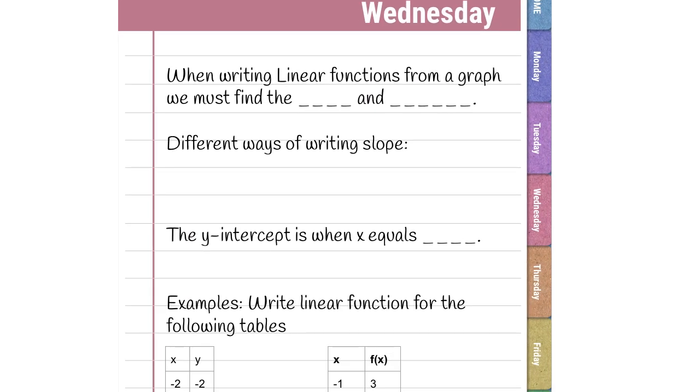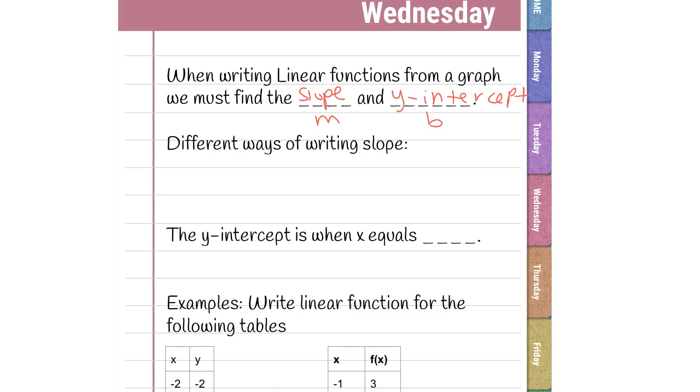So for the first one, it says, when writing linear functions from a graph, we must find the slope and the y-intercept. The slope, we can refer to it as m, and the y-intercept as b, okay? This is how you will see it in the linear function notation.